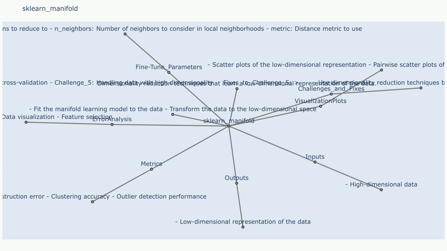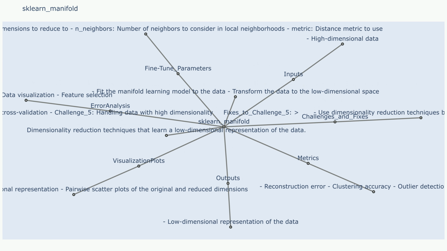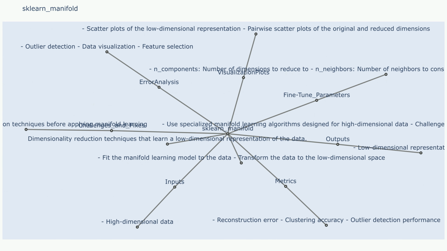global connectivity. Inputs. Input 1, data: a dataset represented as a 2D array, where each row represents a data point and each column represents a feature. Input 2, parameters: various parameters that control the behavior of the manifold learning algorithm, such as the number of neighbors, embedding dimensions, and regularization strength.